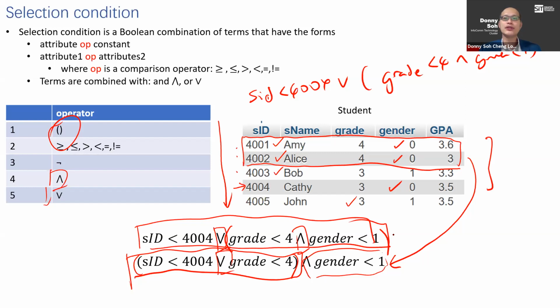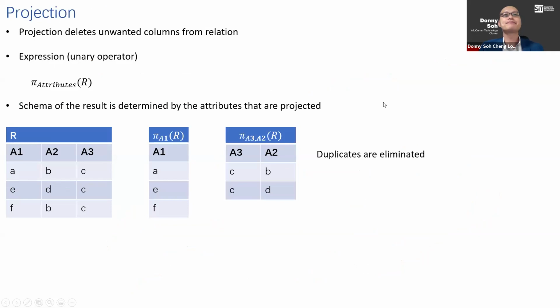So if I were to run this command, these 4 rows will be returned. If I was to run this command, these 2 rows will be returned. I hope this is clear. Sorry that my handwriting is a little bit messy, but if you later on, maybe during the break, go through this, you may realize it's quite interesting. Okay, good. Let's go on.